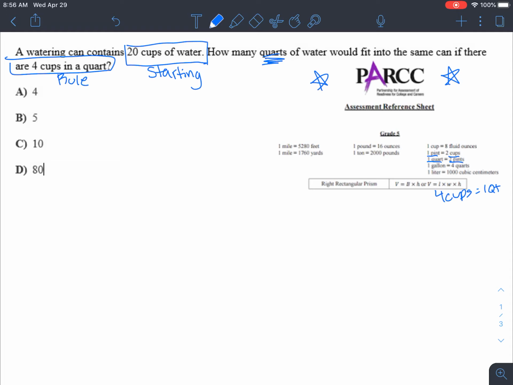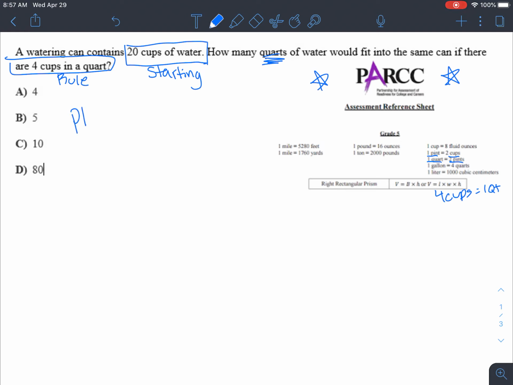But in the future, if you do, remember that this picture of a reference sheet is uploaded on the Google Classroom. So if you need this during your assessment, please make sure that you are clicking on it. Okay, and let's start to solve.